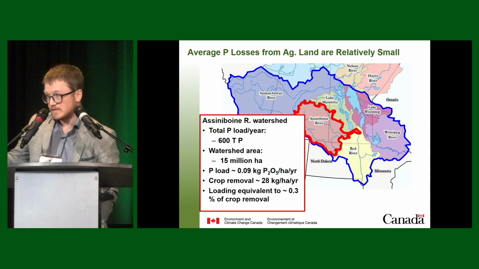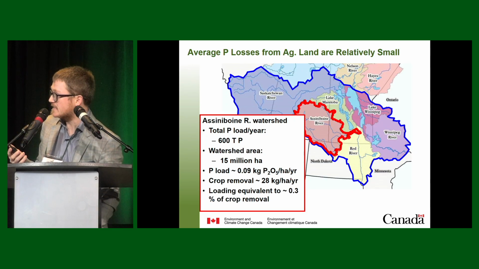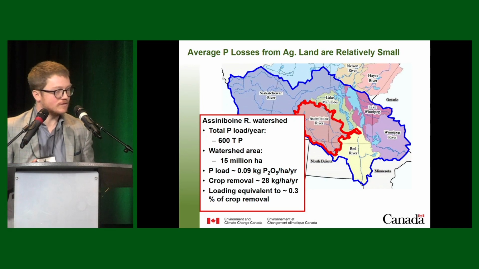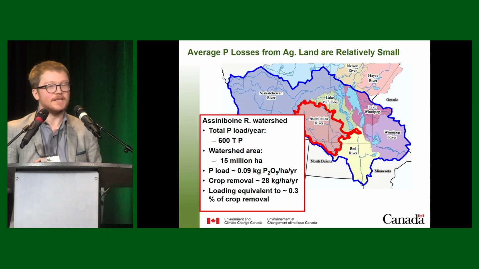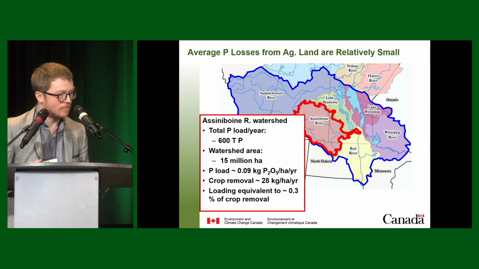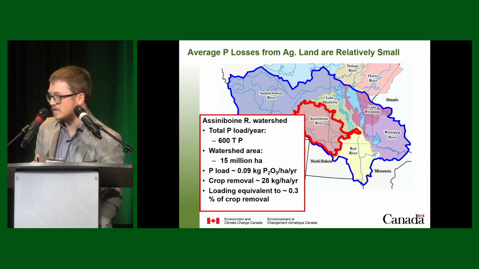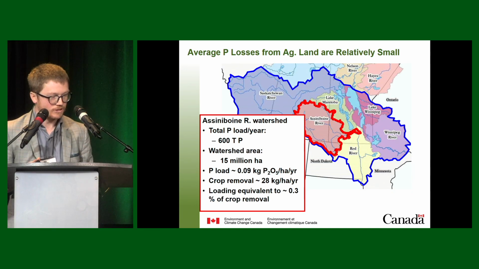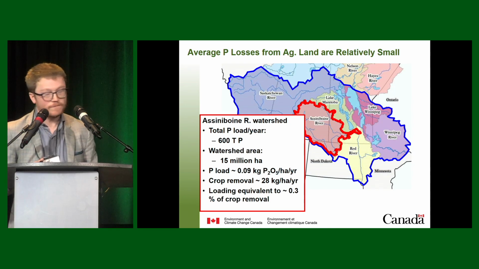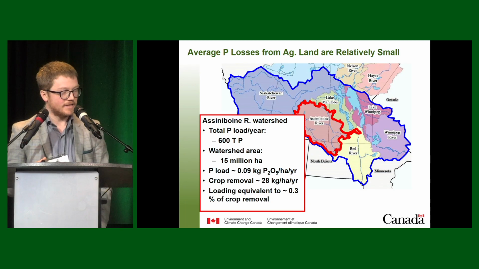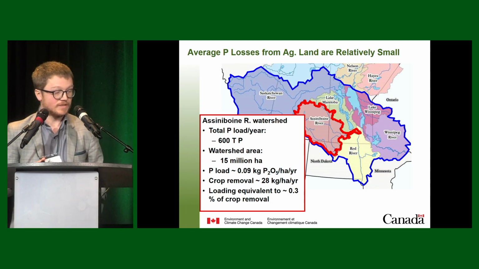This is all important to keep within the context that the average phosphorus load from agricultural land is relatively small in agronomic terms. We can look, as an example, at the Assiniboine River watershed, which is outlined in red on the screen there, where the total phosphorus load per year is about 600 tons of phosphorus.